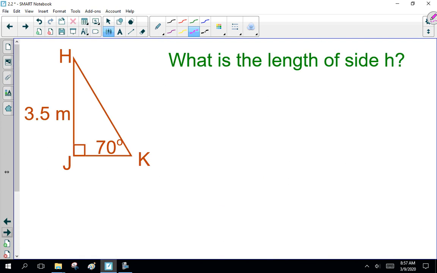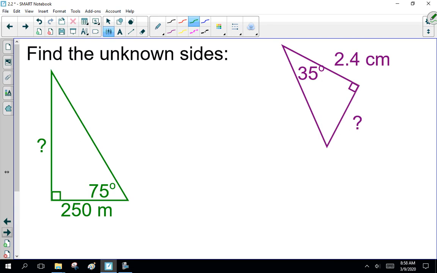Now, so a couple more. Side H. Remember, it's not labeled. It'll be the side opposite angle H, which is on this triangle, the adjacent. And this is the opposite. All right? Now, you guys want to do that? No, I didn't think so. Let's skip it and keep on going. So, here, I'll do the green one, you guys do the purple one, okay?